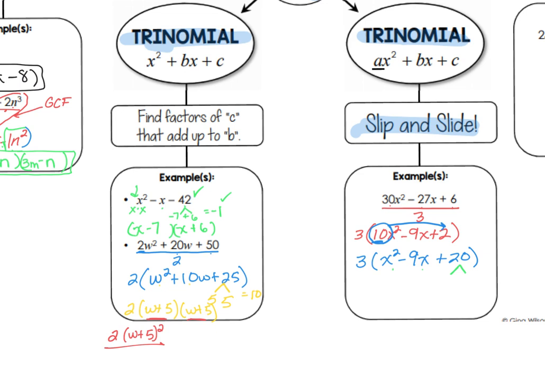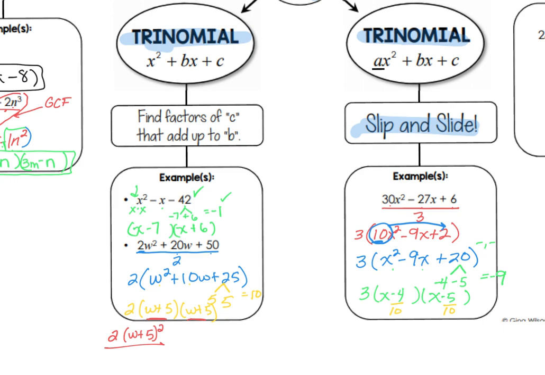We're looking for two numbers that multiply to positive 20, but add to negative 9. So that means I need two negatives to multiply to a positive and add to a negative. And that's going to be negative 4 and negative 5. So we'll write this as 3 times x minus 4 times x minus 5. But remember, we just borrowed that 10 when we slid it over. We have to pay it back, and we're going to pay it back by dividing each of these terms by that slider, by 10.